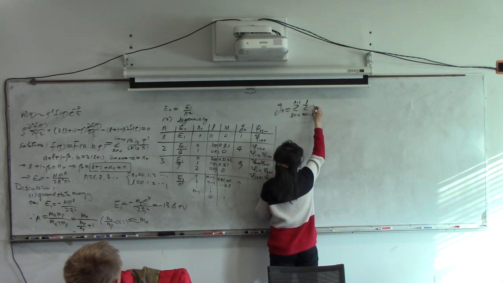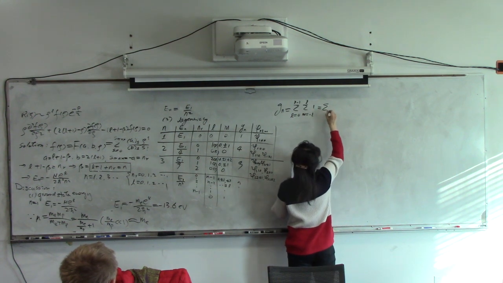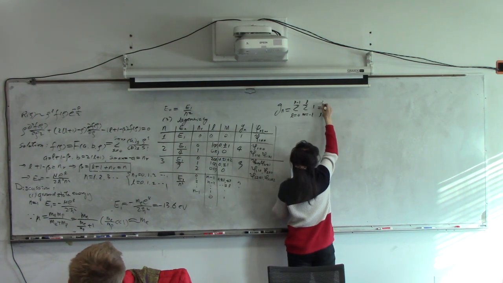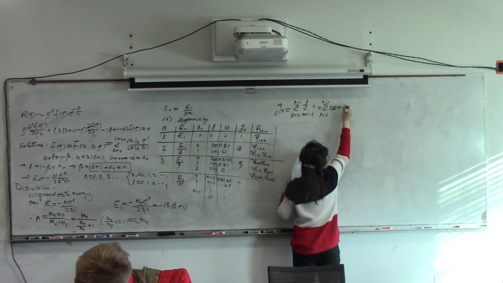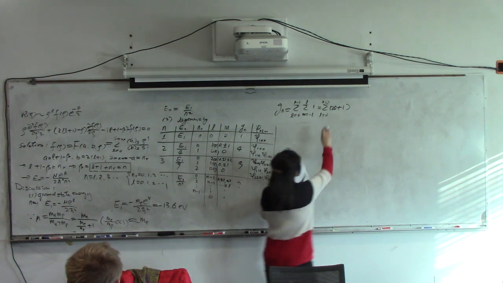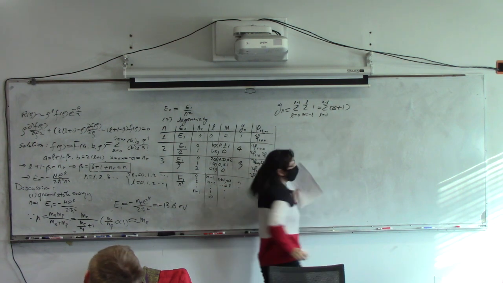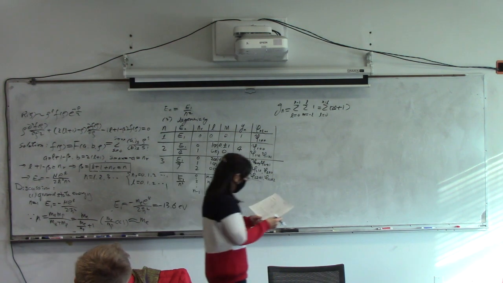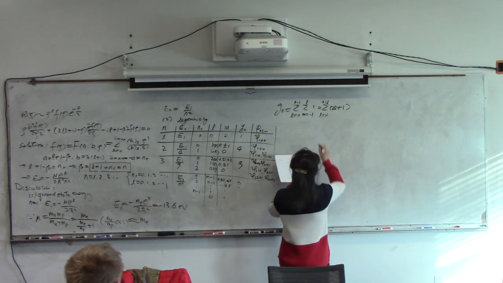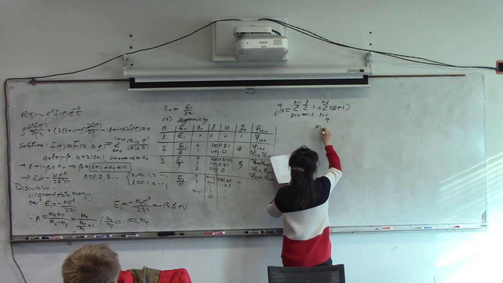So those states. Or you can write down here L from 0 to n minus 1, because for given L, this is 2L plus 1. Oh, sorry, this is not 2. So that is this sum. This sum is simply the arithmetic sum, right?